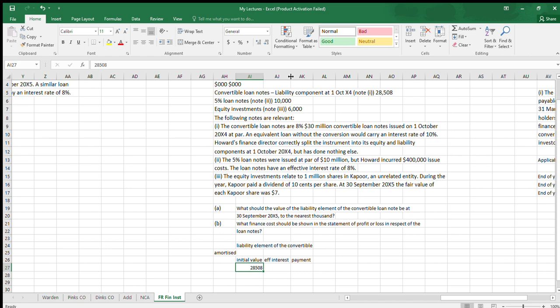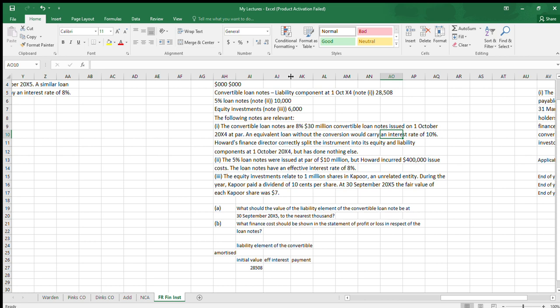Our effective interest rate. Where is the question? The convertible loan note is 8%, a 30 million convertible loan note issued on 1st October 20x4 at par. An equivalent loan without the conversion will carry an effective interest rate of 10%.